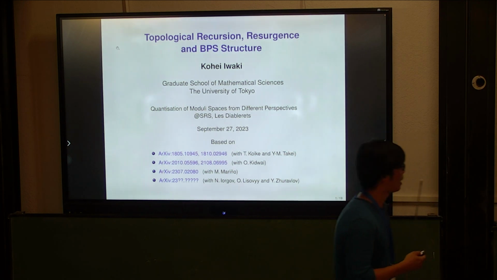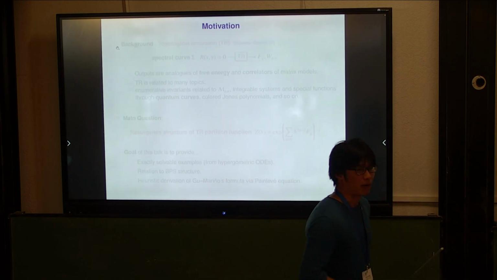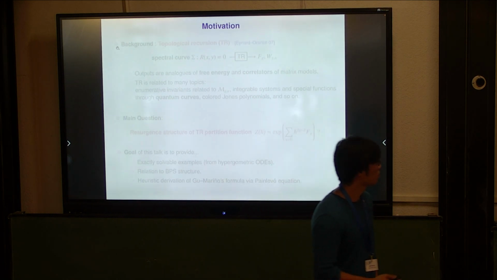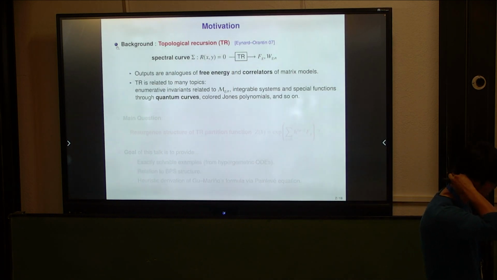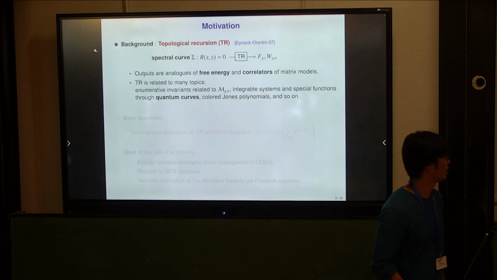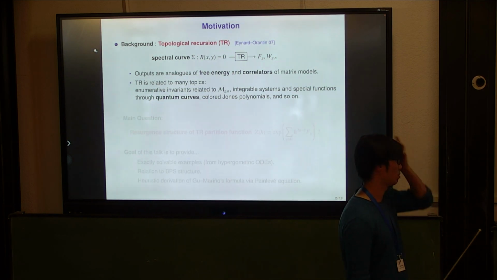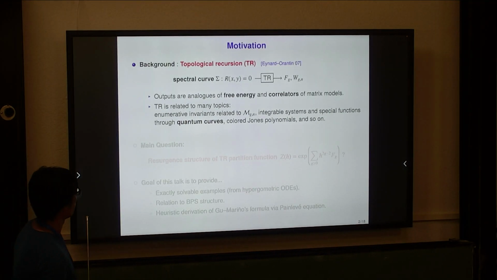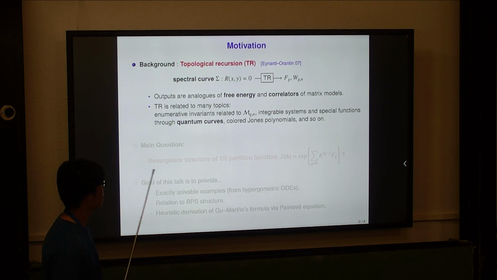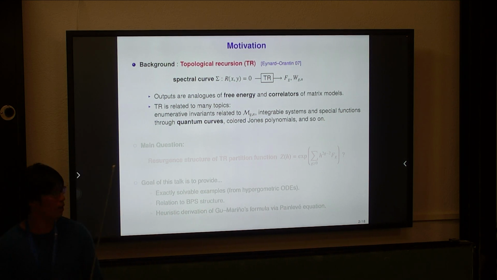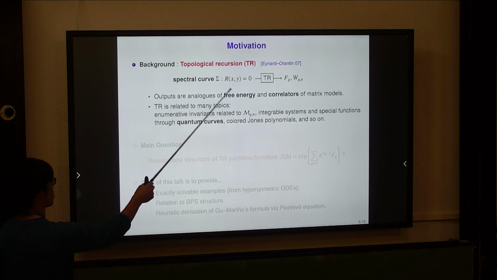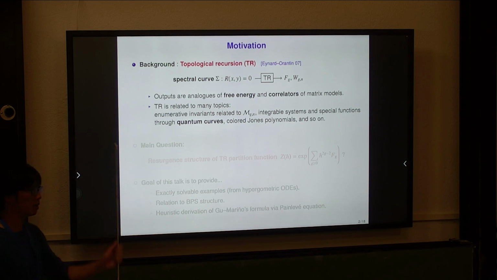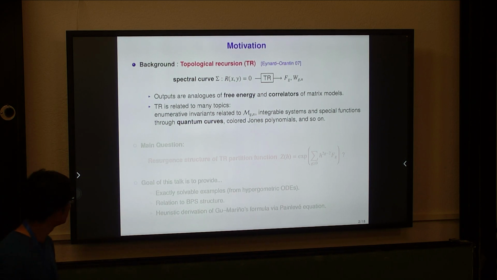Okay. So let me explain my motivation first. My talk is based on some analysis of the topological recursion partition function and its relation to the tau function. As Bertrand explained yesterday, topological recursion is a kind of machinery, a recursion relation, which computes free energies and correlators from a given spectral curve, denoted by sigma, which is assumed to be a rational function of x and y. So it defines an algebraic curve.